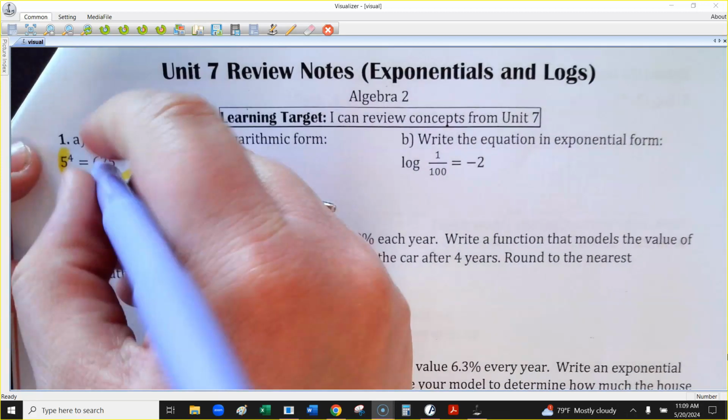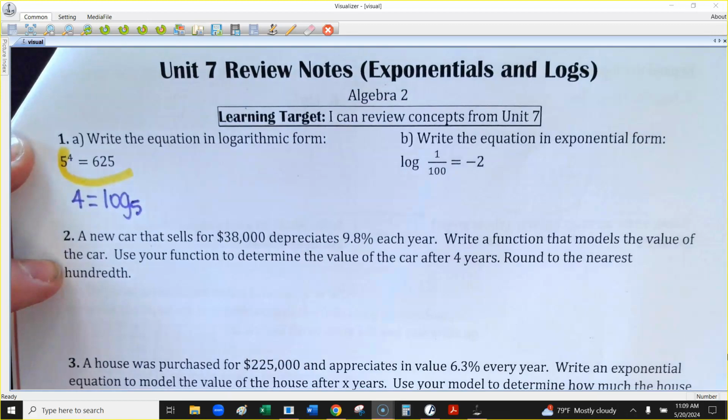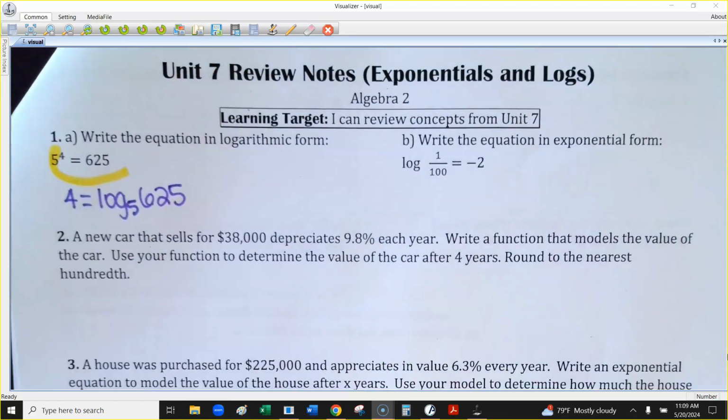And you just introduce the word log. The base of the exponent becomes the base of the little subscript for the log. And then you just kind of scooch the 625 to the side. That's all you have to do.